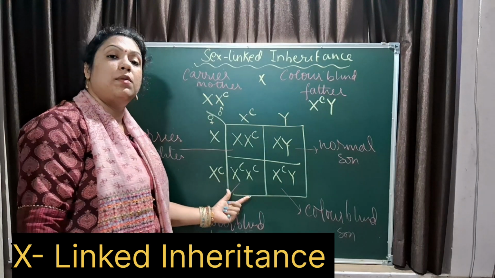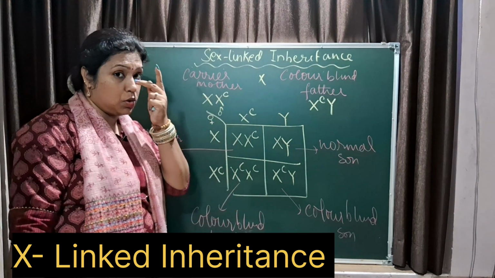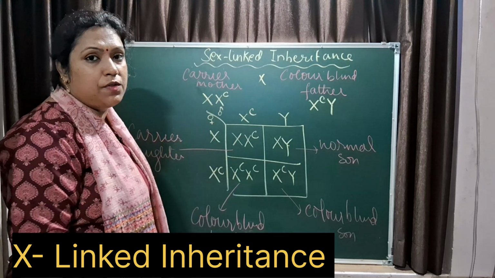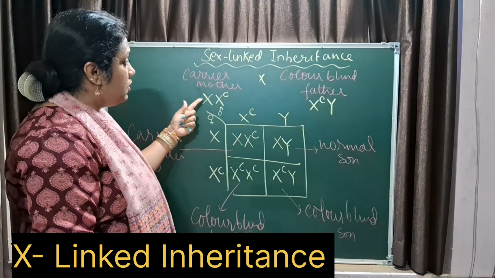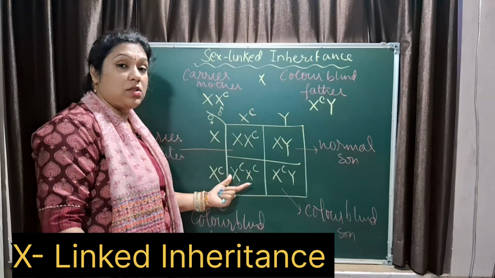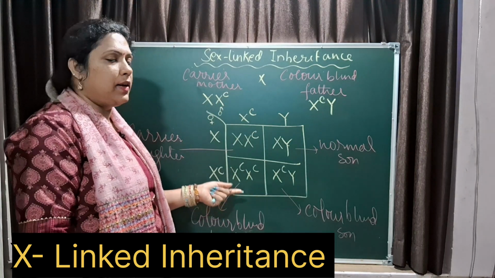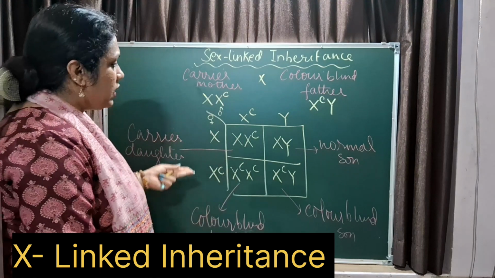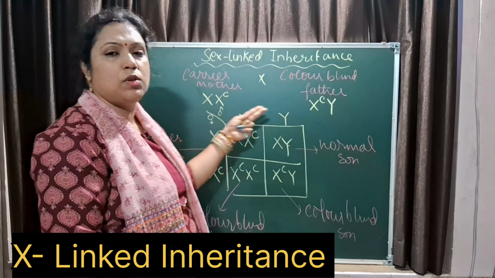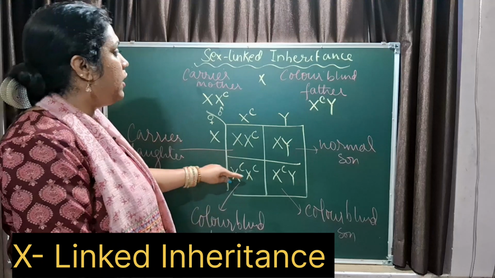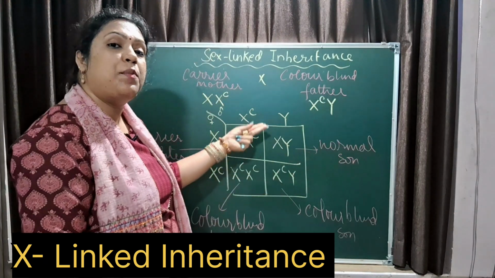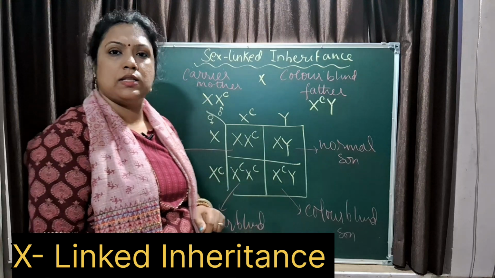Now, being a carrier, this woman is not going to show the disorder. So she will appear normal to the people because she will have normal vision, right? But when a child is born, and possibly if a daughter is born who is color blind, that makes sure that the mother is a carrier. So any question can be asked where the possible combinations are given to you and you find the genotype of the parents, or the genotype of the parents is given to you and the possible combinations of the children is asked.